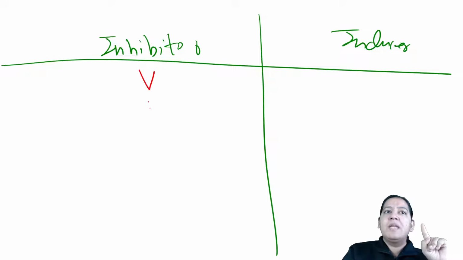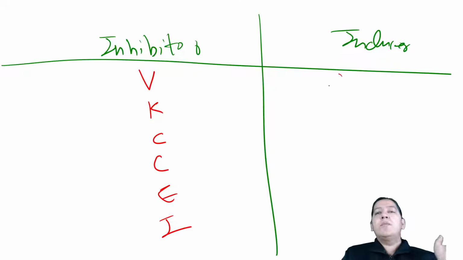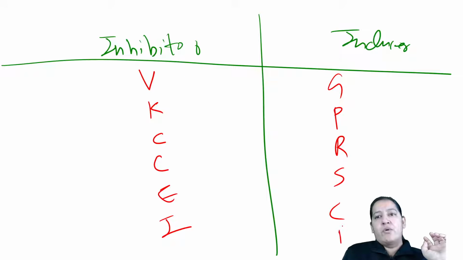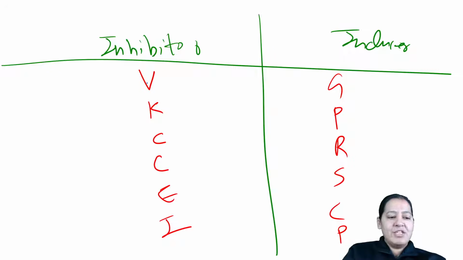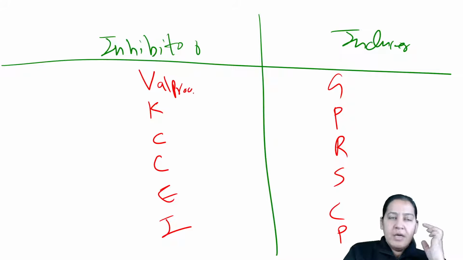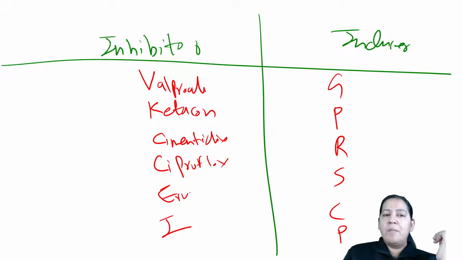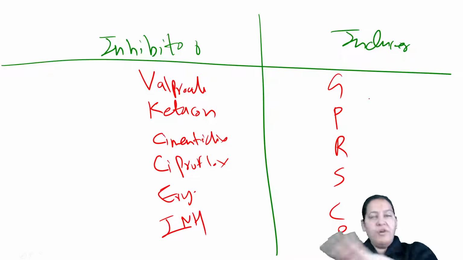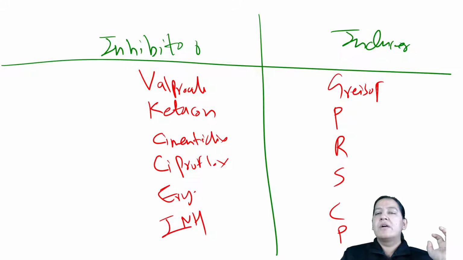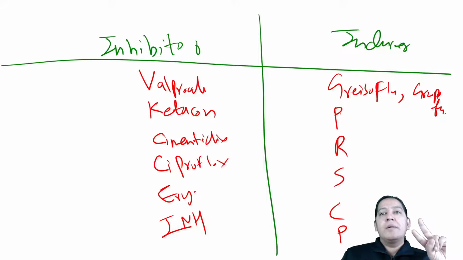The inhibitor mnemonic is vitamin K cannot cause enzyme inhibition, and the inducer mnemonic is GPRS cell phone. Say the full form, it is more important. Write down: valproate, ketoconazole. The two C are important: cimetidine and ciprofloxacin. Then erythromycin and isoniazid. Write down the full form here: griseofulvin, and along with griseofulvin add grapefruit juice. There are two P: one is phenytoin and one is phenobarbital.